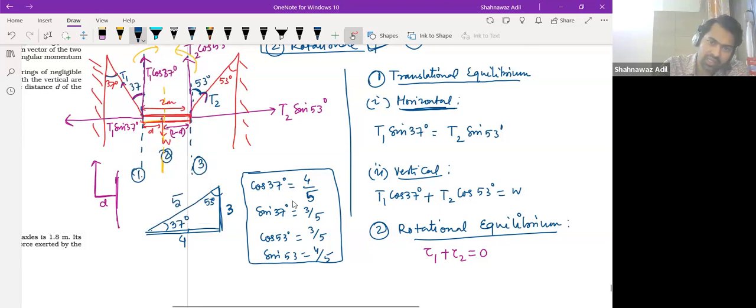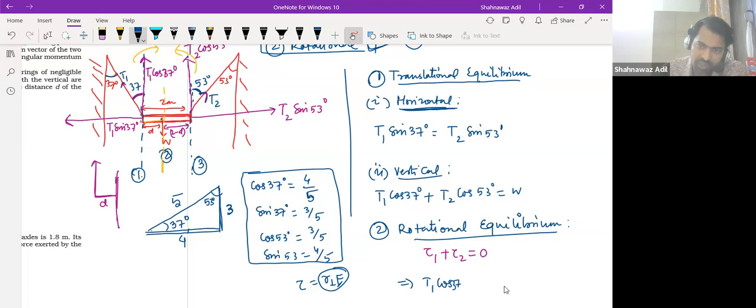Let us take the torque at this one. So what is that? T1 cos 37, that is the force. And we also have to write the distance, right? Torque is perpendicular distance and force. So force we have, now what is the perpendicular distance? What is the distance? So this is, as you said, T1 cos of 37, and this is the perpendicular distance, right?